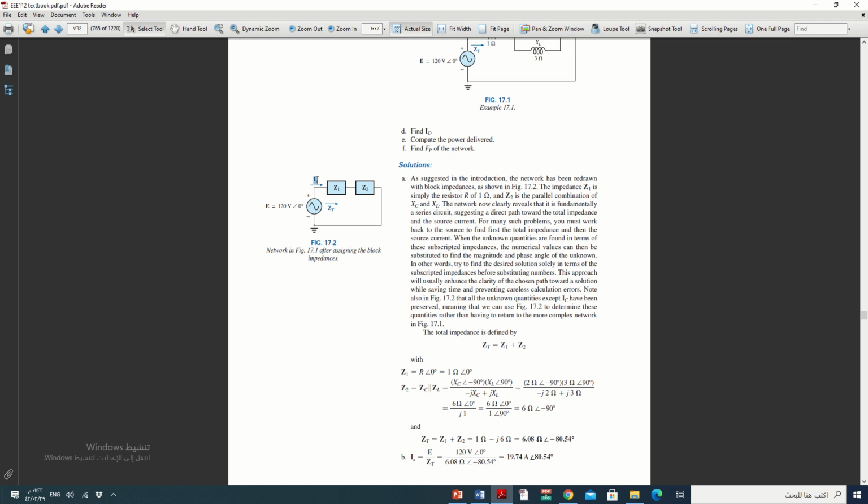We can easily calculate IS by dividing E source by Z total. You will get IS. It is a direct calculation. Only be careful about using the calculator. Okay, please be careful. The final answer is 19.74 ampere with angle 80.54.